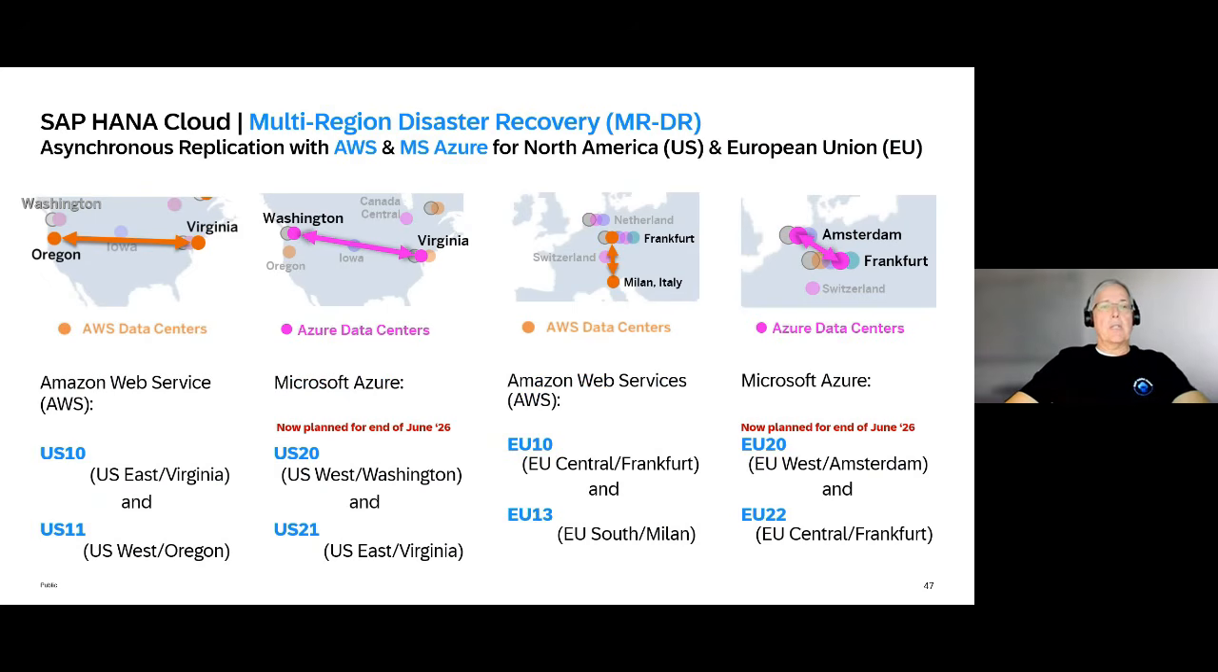So here shortly the different regions. You see AWS in orange, in pink you see Azure, and with this also this node here, we now plan to release the Virginia, Washington, US 20, US 21 end of the month. Similar in Europe, EU 20 in Amsterdam to EU 22 in Frankfurt is planned for that, and the 2 others in AWS are already released for quite some time.